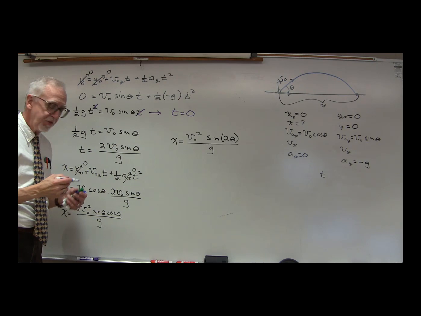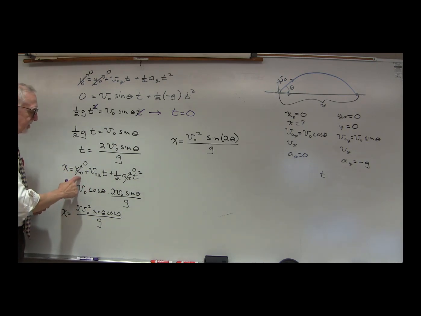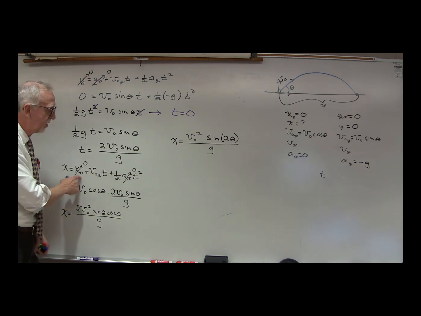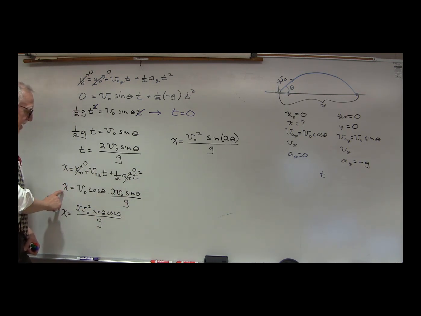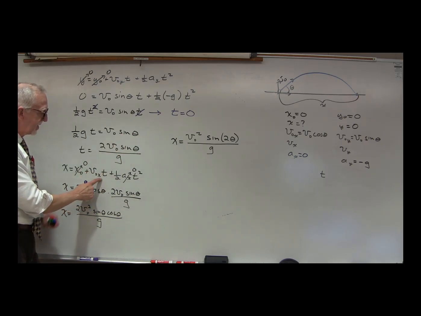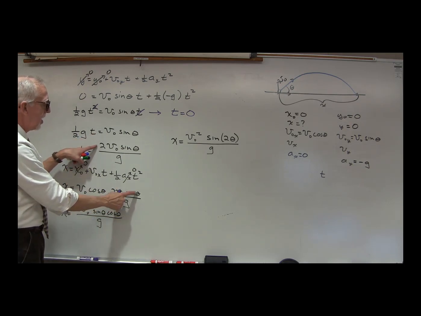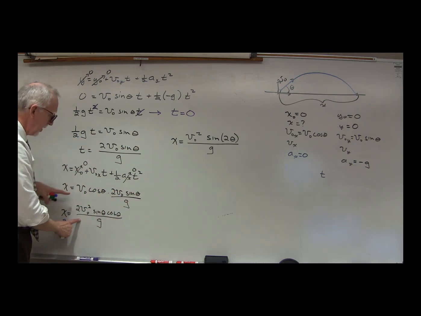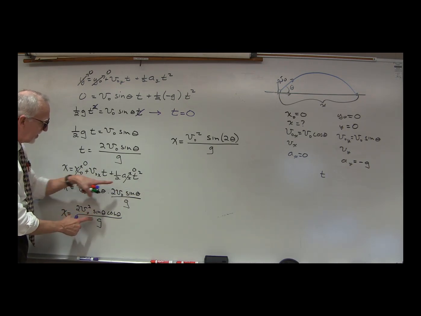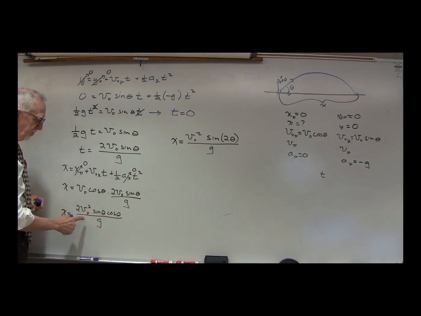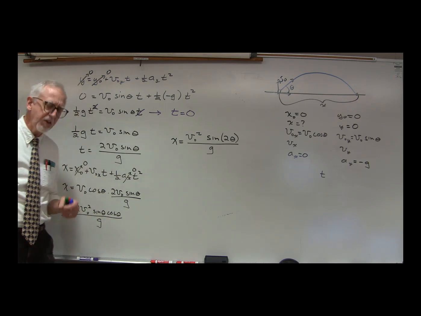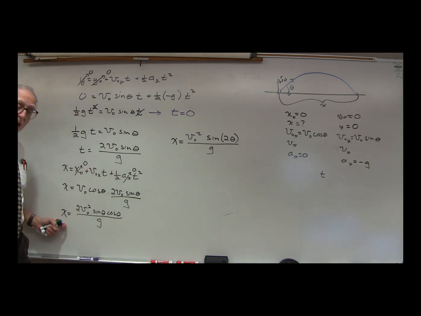Now, to the third equation for the x motion, we have x equals x naught plus v naught x t plus 1/2 a x t squared. But we know x naught is 0, a x is 0. What do we have? x equals v naught x, which is v naught cos theta, times t, and t is 2 v naught sine theta over g, which leaves us with x equals 2 v naught squared sine theta cos theta over g. Now what we want to figure out is what's the maximum value of this. As theta varies, what's the maximum value that x can have?